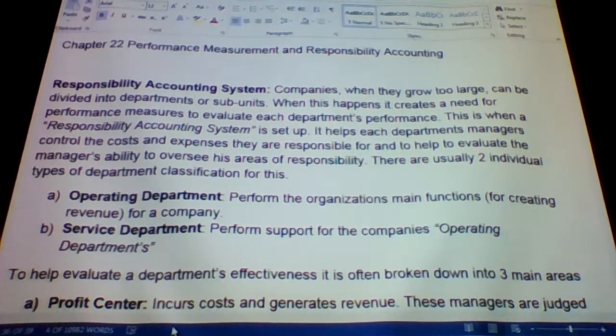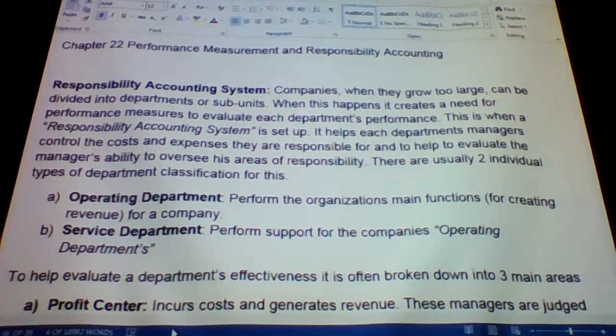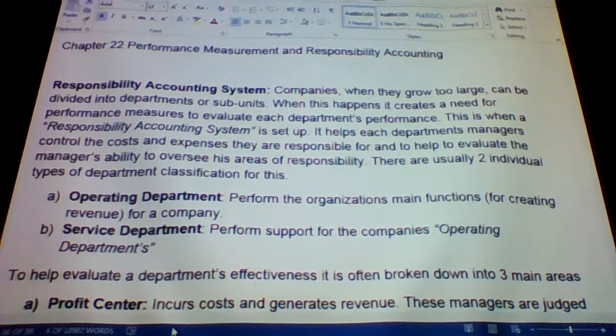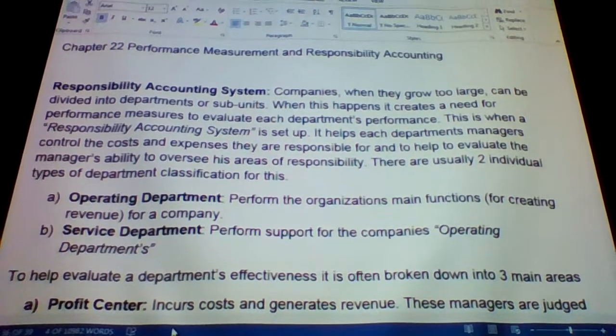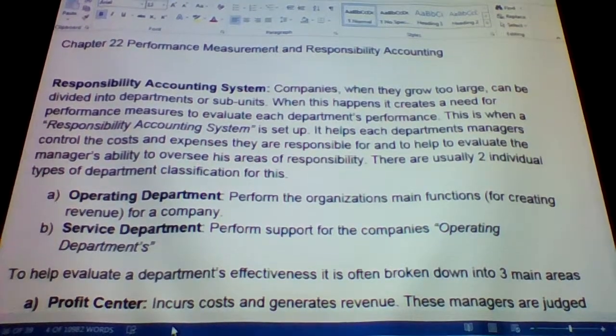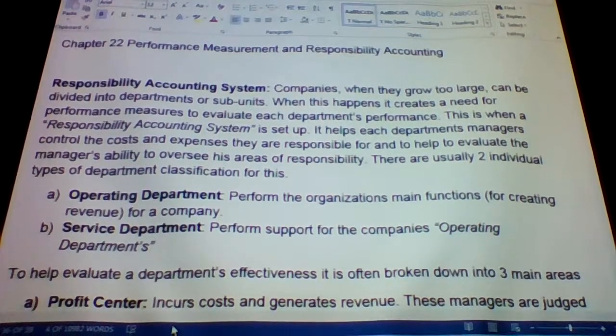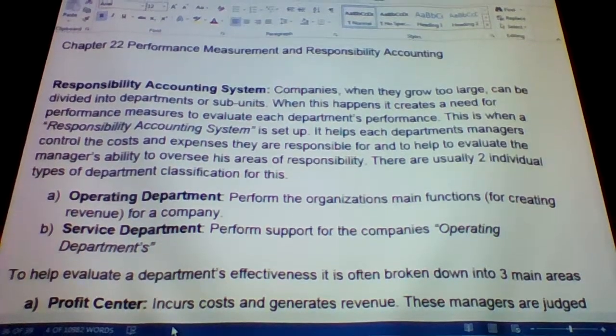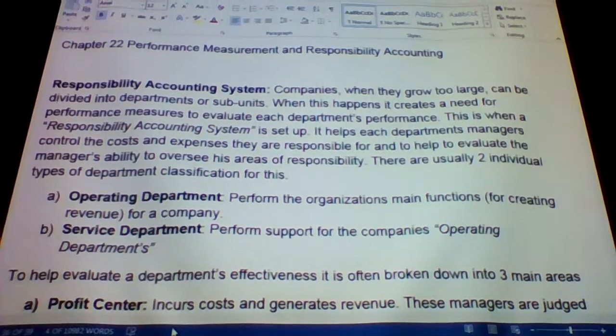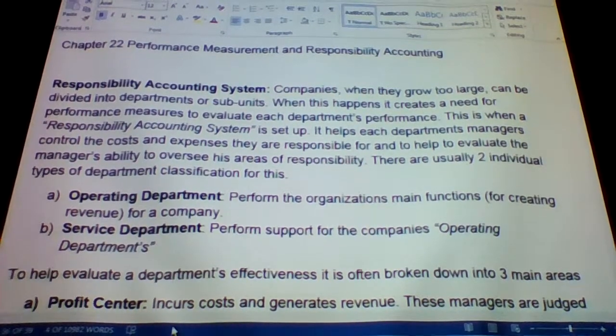So we have two types of department classifications for this. We have an operating department and we have a service department. Operating departments perform the organization's main functions for creating revenue for a company. This is where your sales department is, all the people who are actually getting the stuff done to make the company go. Then you have your service department, like human resources is a service department for an operating department. They perform support for the company's operating departments so that the operating departments can concentrate on operating.